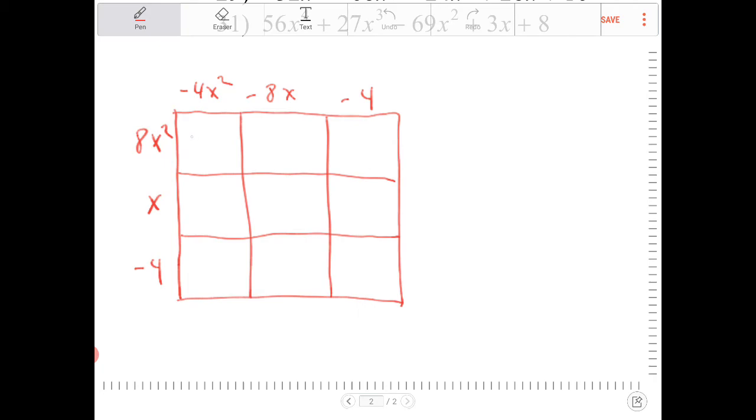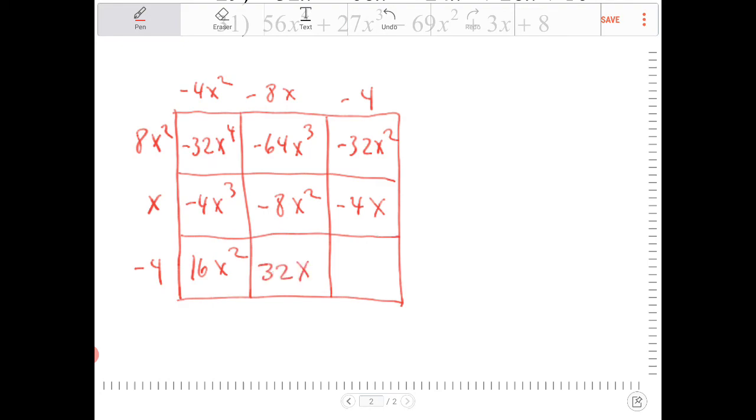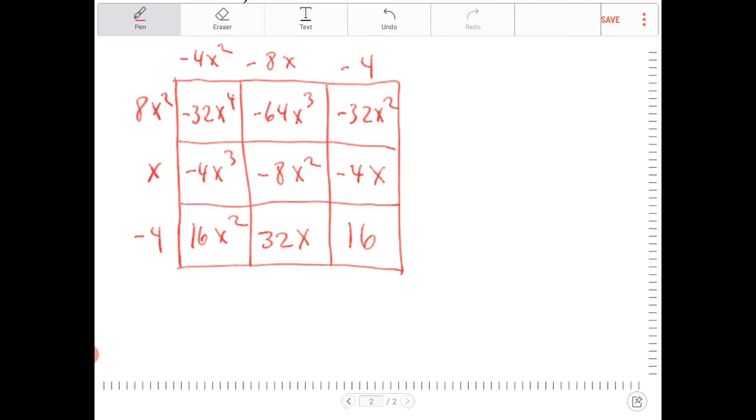So this ends up being negative 32 x to the fourth, negative 64 x to the third, negative 32 x squared, and then negative 4x to the third, negative 8x squared, negative 4x, and then I have positive 16x squared, and positive 32x, and lastly 16. And I'm going to try to combine everything together.